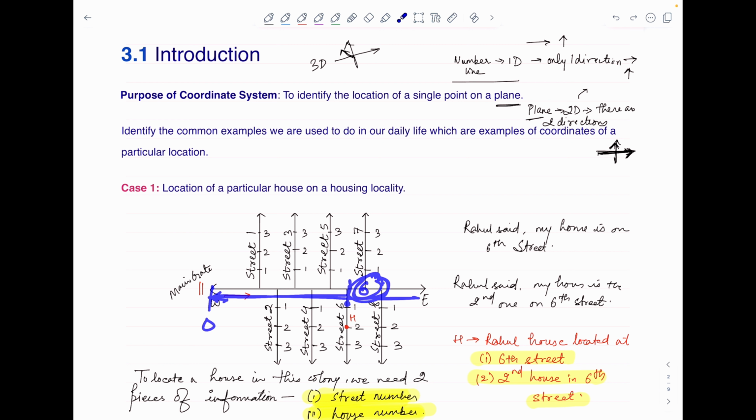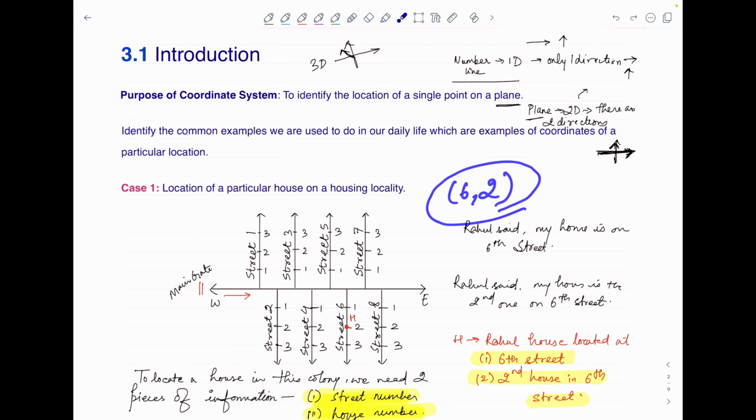Then we had to travel in the south direction to reach number 2, to reach the house of Rahul. So we needed what? 2 pieces of information, that is street number and house number. What were those 2 numbers that were required? 6 and 2. 6 and 2 are the 2 numbers required to find the house of Rahul. To find any house in this building, you need those 2 numbers, that is street number and house number.